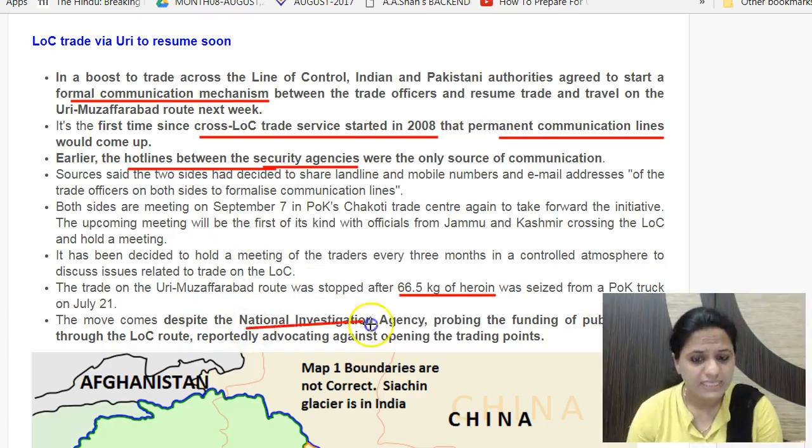Even the National Investigation Agency, NIA, has also given its adverse report against the LOC route being used, because it says that some of these are being illegally used for purposes which are against the security of the nation, which are used by separatist leaders. So that is why it has also called for banning cross LOC trade. So this is the concern here too.